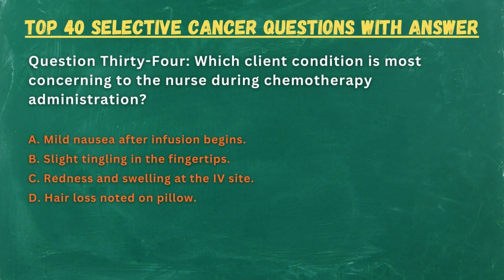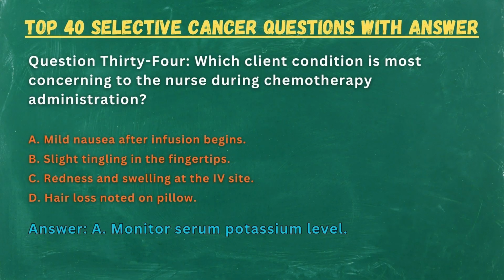Question 34. Which client condition is most concerning to the nurse during chemotherapy administration? A. Mild nausea after infusion begins. B. Slight tingling in the fingertips. C. Redness and swelling at the IV site. D. Hair loss noted on pillow. Answer: C. Redness and swelling at the IV site.